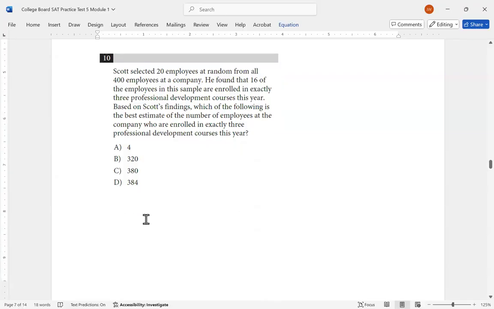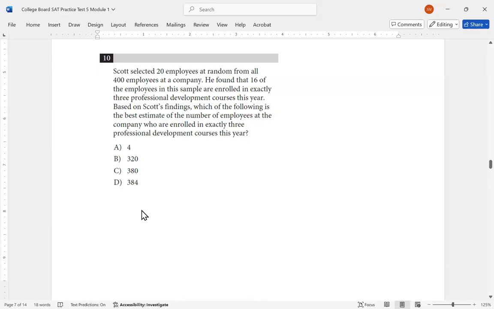Question 10 says, Scott selected 20 employees at random from all 400 employees at a company. He found that 16 of the employees in his sample are enrolled in exactly 3 professional development courses this year. Based on Scott's findings, which of the following is the best estimate for the number of employees at the company who are enrolled in 3 professional development courses this year?